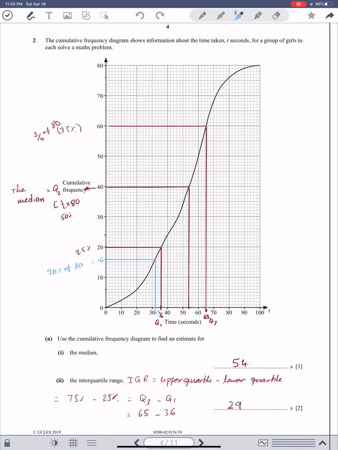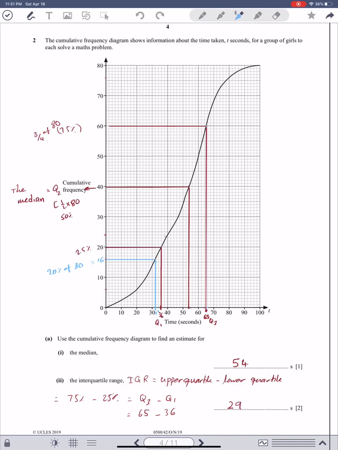Question 2, it's in statistics, cumulative frequency curve. This question is about a cumulative frequency diagram showing the information about the time taken for a group of girls to each solve a maths problem. We are very familiar, my dear students, with these questions, but we are doing them to remind you.